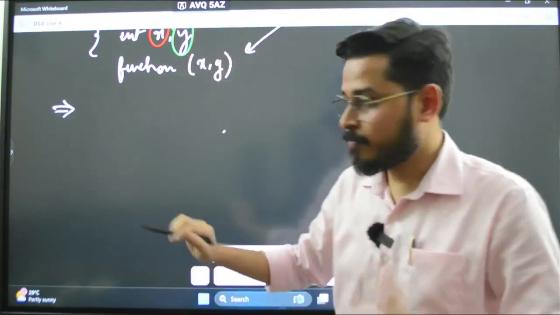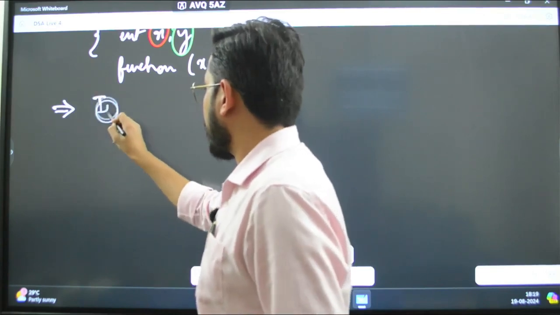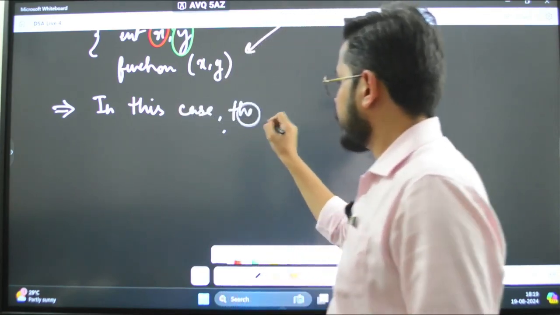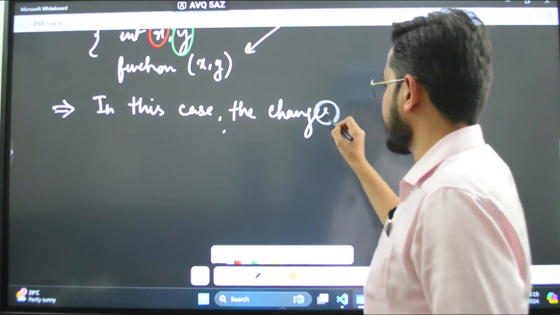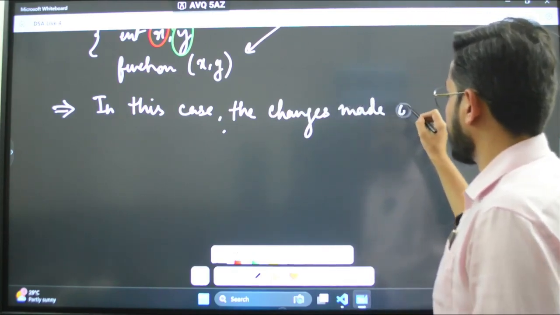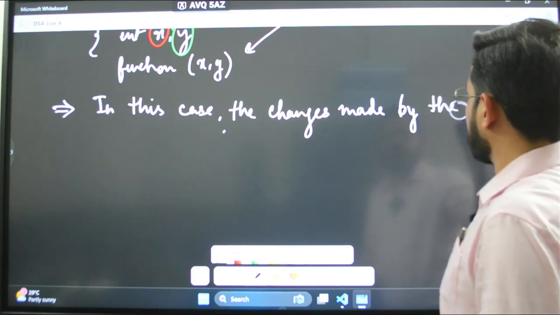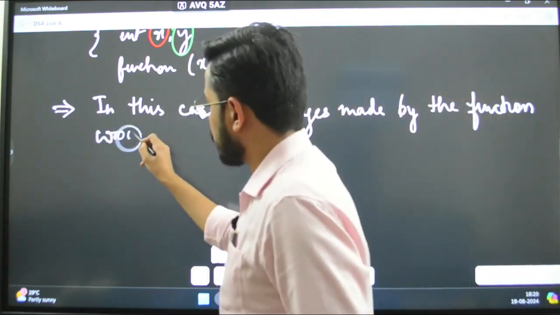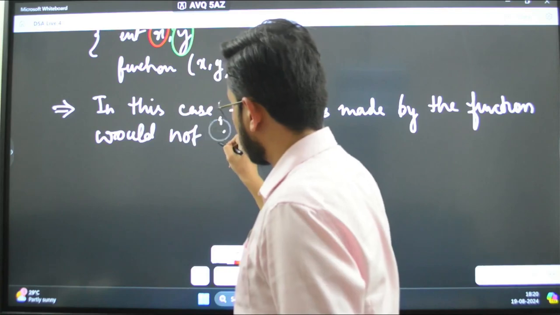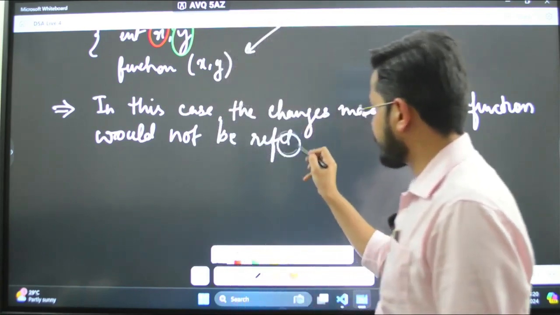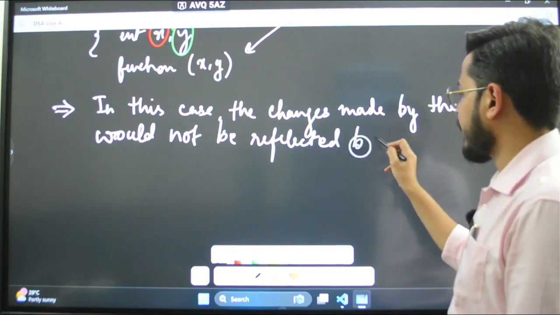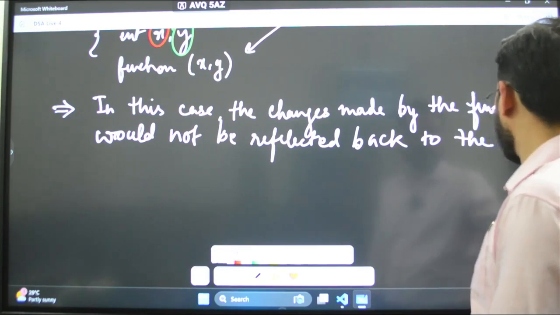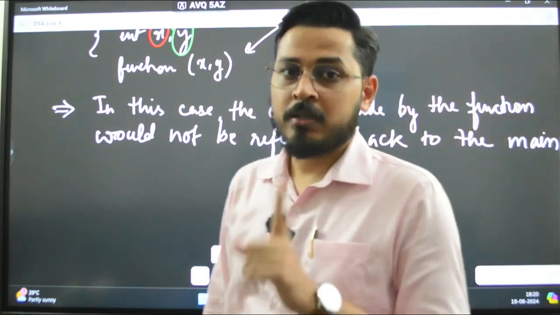I would write it here. In this case, the changes made by the function would not be reflected back to the main. This is the case. This is the thing.